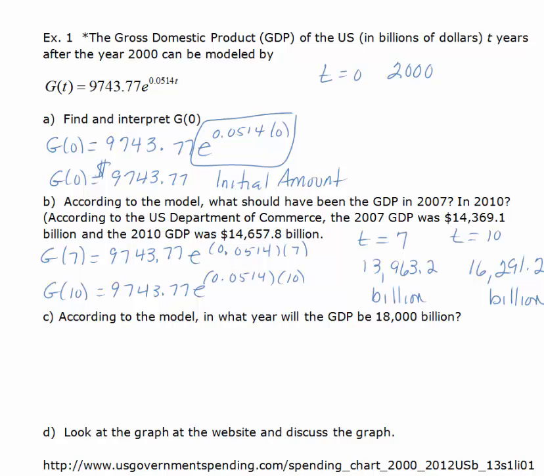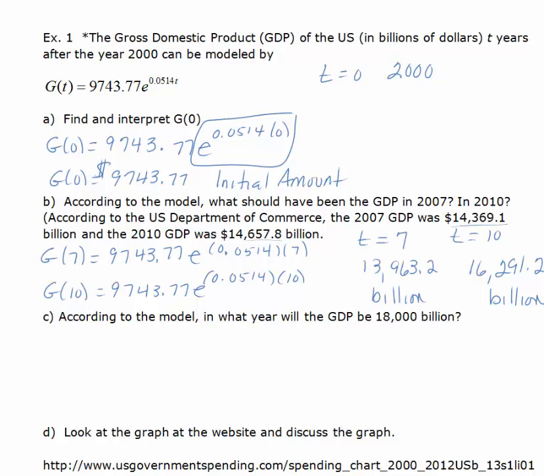Looking at the values that they have, certainly this model is not perfect. It's just a predictor, so it's not going to match the actual values. It's somewhere around there, but certainly not too close. All right, the next question says, according to the model, in what year will the GDP be 18,000 billion, which is really 18 trillion. But let's plug this in.